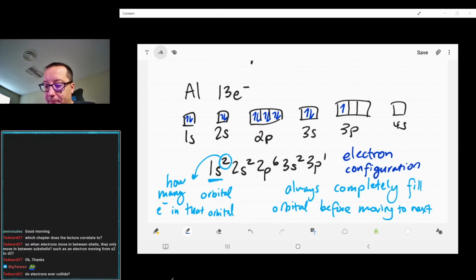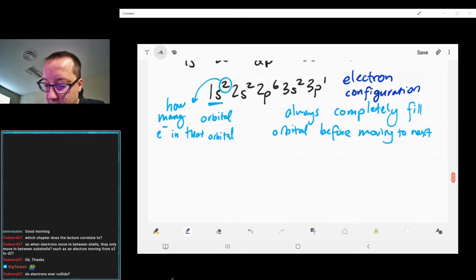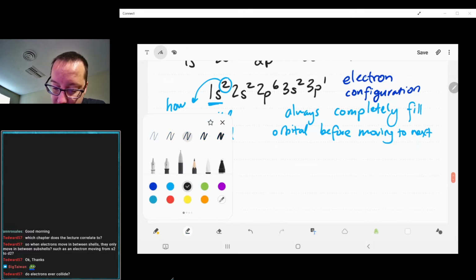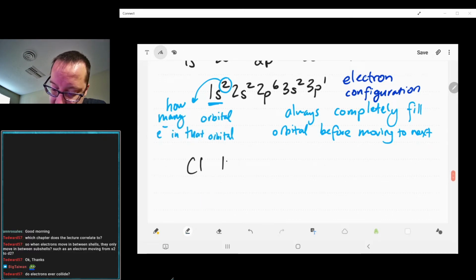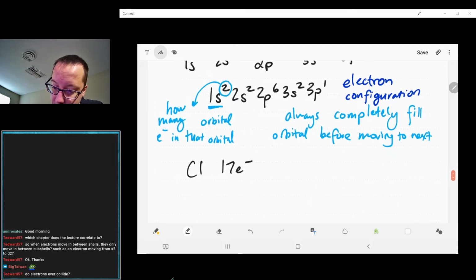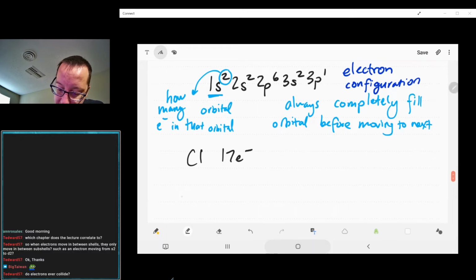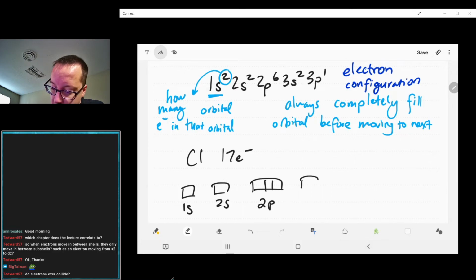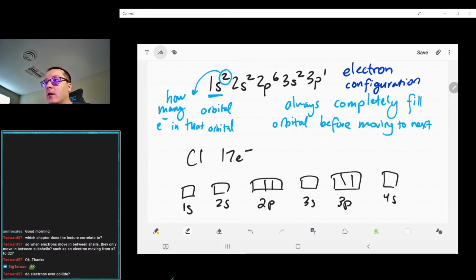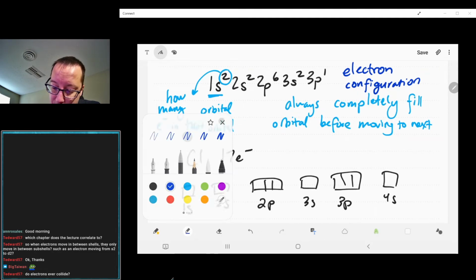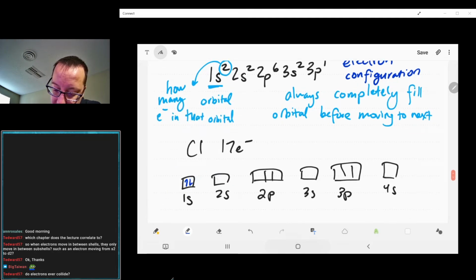Alrighty, cool. If we look at something like chlorine, we can do that as well. Chlorine will have 17 electrons. We can kind of copy our same thing from before. And let's go ahead and fill this one up. 1, 2, 3, 4, 5, 6, 7, 8, 9, 10, 11, 12, 13, 14, 15, 16, 17. Hooray.